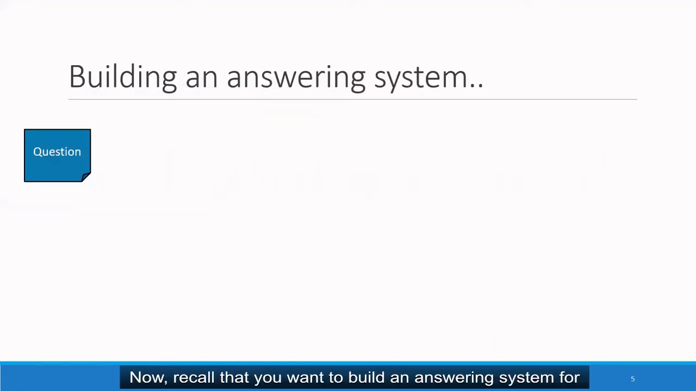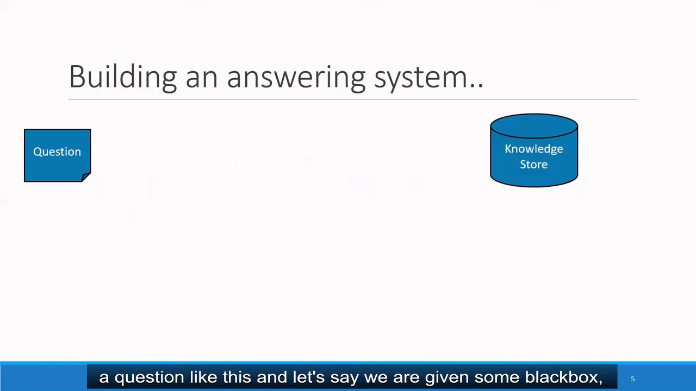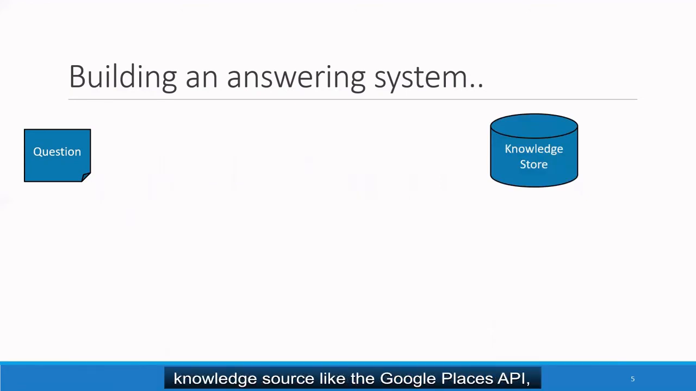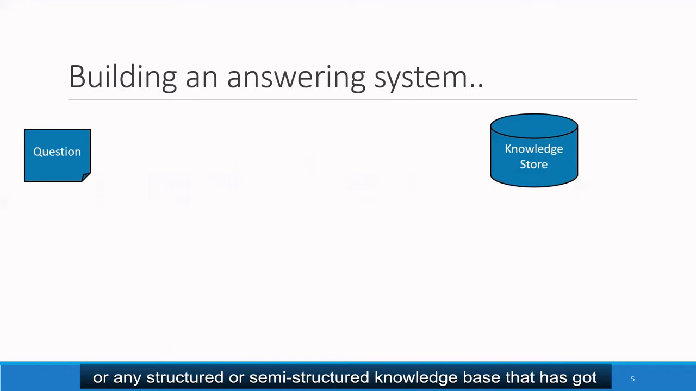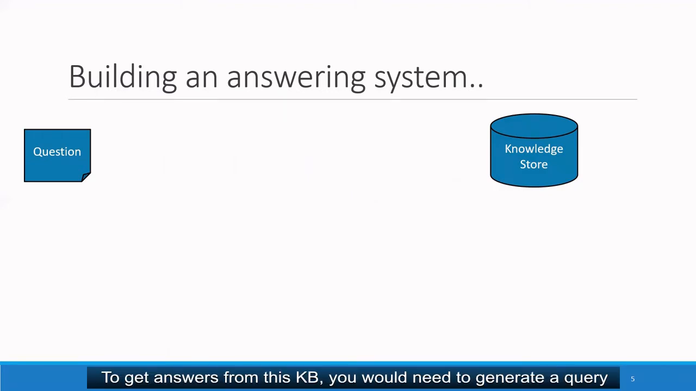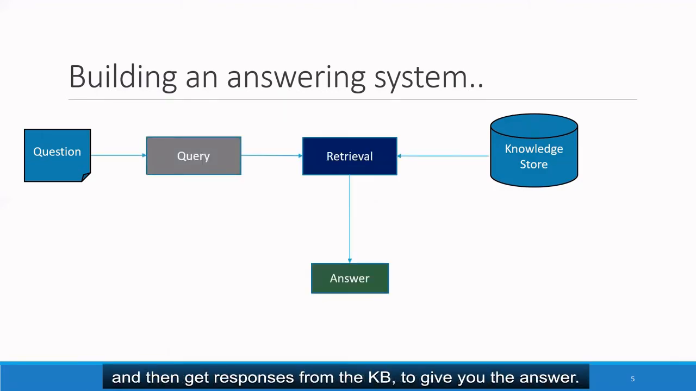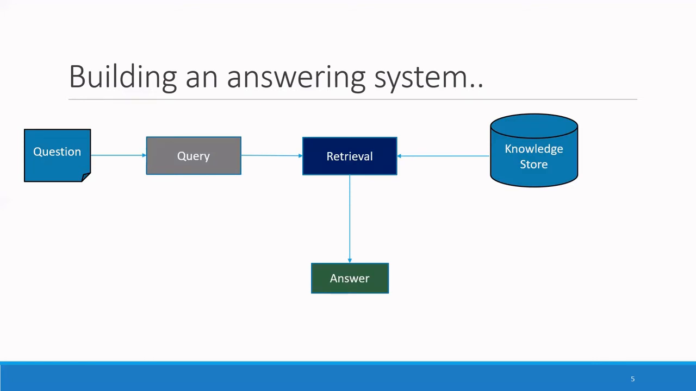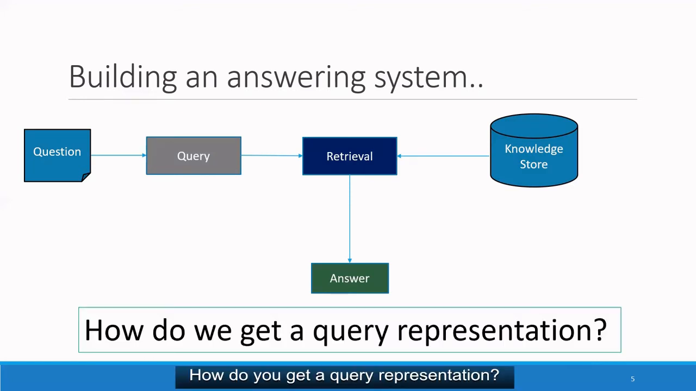Now recall that we want to build an answer for a question like this. And let's say we're given some black box knowledge source, like the Google Places API, or some structured or semi-structured knowledge base that has got names of entities such as hotels, restaurants, and attractions. To get answers from this KB, you would need to generate a query and then retrieve responses from this KB to give you the answer. How do you get such a query representation?